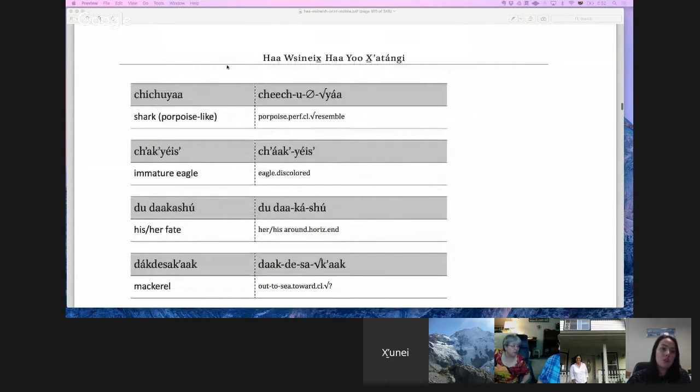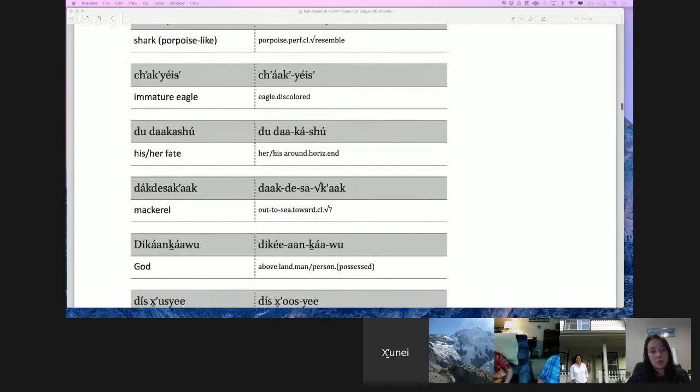Chichuwaya, it looks like a porpoise, so we see that uwaya ending that we did with our adjectives. Chuk is, there's that one. Da dakashu, around his or her ending. So there, you know, we get these really interesting ductus a cock. I don't know what the cock is on there. That certainly seems like there's a verb in there.